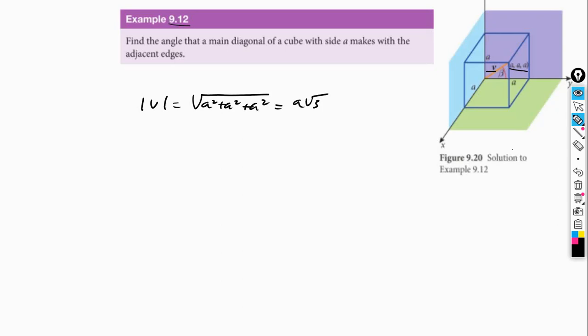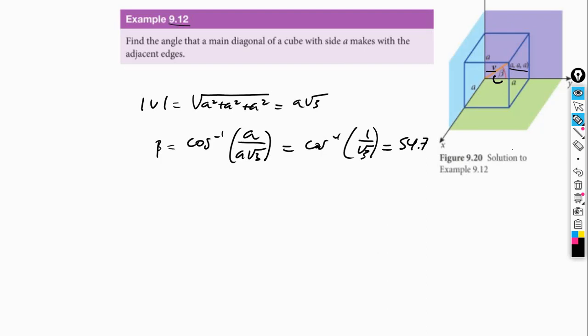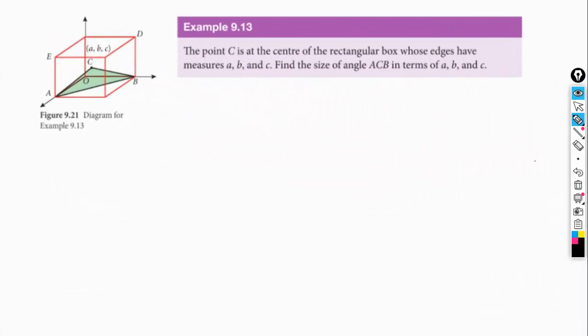And then if we take angle beta, which is the angle that the diagonal of the cube makes with one of the adjacent edges, we would say that beta is equal to the inverse cosine of the side A divided by A times the square root of 3. And this is the same as the inverse cosine of 1 over square root of 3. And this gives us approximately 54.7 degrees. So we will finish this video by doing example 9.13.